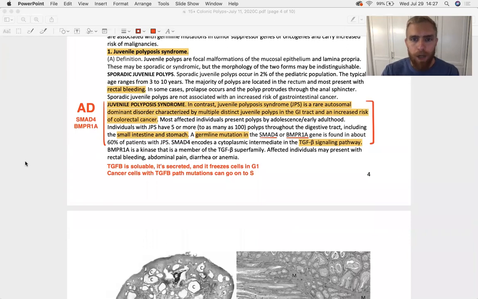The majority of polyps are located in the rectum and present with rectal bleeding. So that's your lead into the question. It's autosomal dominant. What they really want to know too is what's the gene involved, and I'm referring really to our in-house exams on that. What they really want to know is what gene is mutated. So in the case of juvenile polyposis, it's going to be the SMAD4 or BMPR1A gene. Both are involved in the TGF-beta signaling pathway.